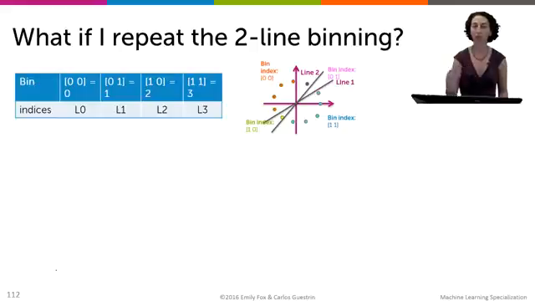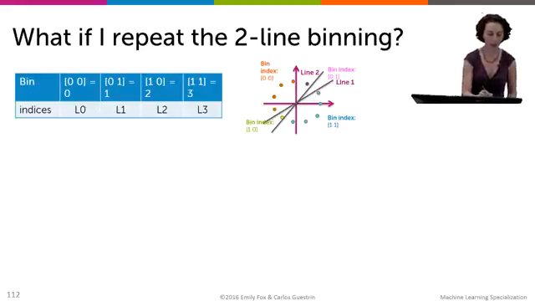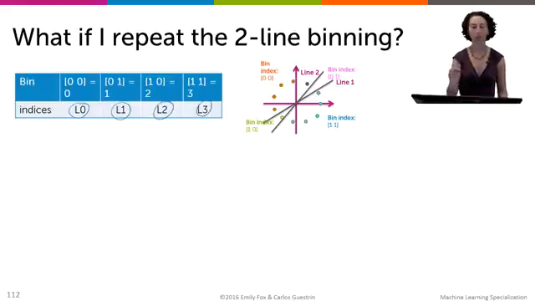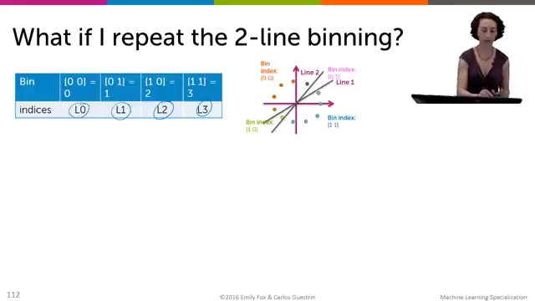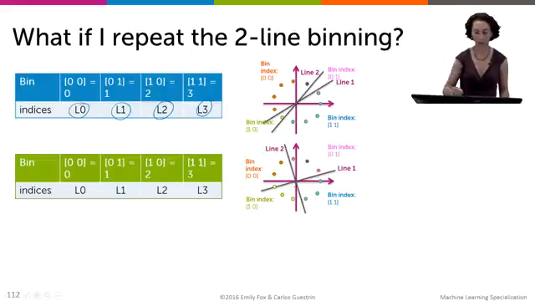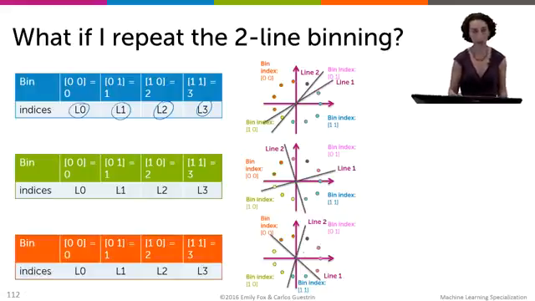But what would happen if I just repeated this process multiple times of throwing down 2 lines at random? So here's the example that we showed before where we threw down our 2 lines. And here I'm using L0, L1, L2, L3, just generically to refer to the list of data points that fall into this bin 0, 1, 2, and 3. Okay, so now let's say we throw down 2 other random lines. So it's these 2 lines, and that creates a different partitioning of our data. And then we throw down 2 more lines, and we get a different partitioning.